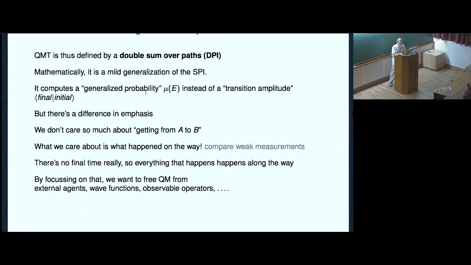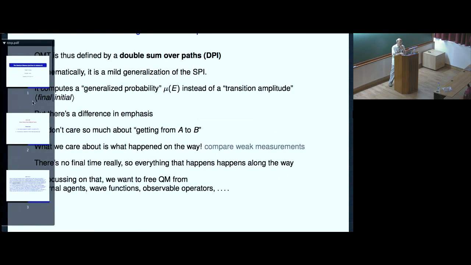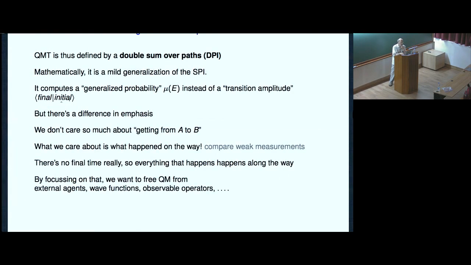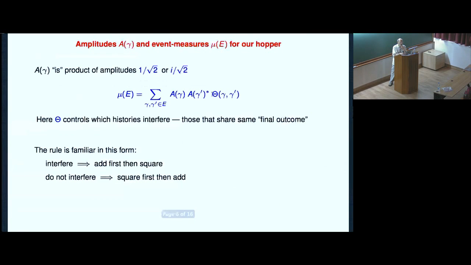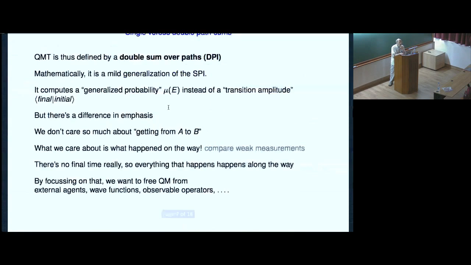And the difference is that, well, let's look at the single path integral, which is probably more familiar. It computes the transition amplitude, something of the form final state, initial state. That's also often called the Feynman path integral. The double path integral, or the Schwinger-Keldysh path integral, if you like, computes instead a generalized probability, instead of a transition amplitude. Since it's a generalized probability, it's the square of amplitudes, and that's why you see two amplitudes here, a double sum over paths. So it's not really a very big generalization, but in a certain sense, it is a big generalization because there's a difference in emphasis.